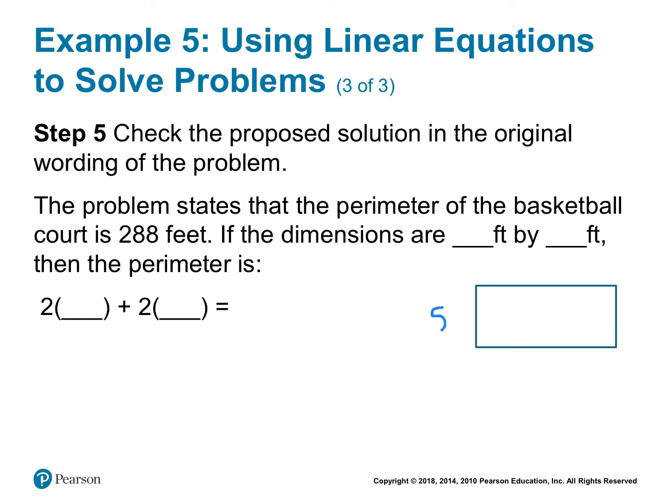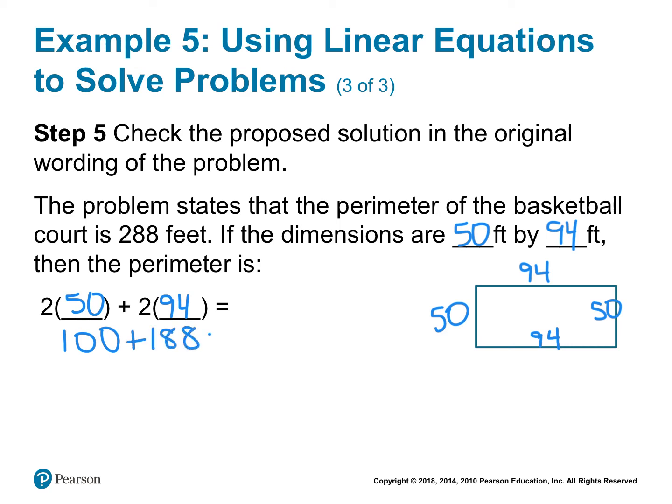So if I take 50 and 94 for my width and length, we're going to see if those work out. You can see that I have 2 sets of 50 and 2 sets of 94. So that would be 100. And we have 2 times 94 is 188. That does equal 288 feet total. So that verifies that I did that question correctly.